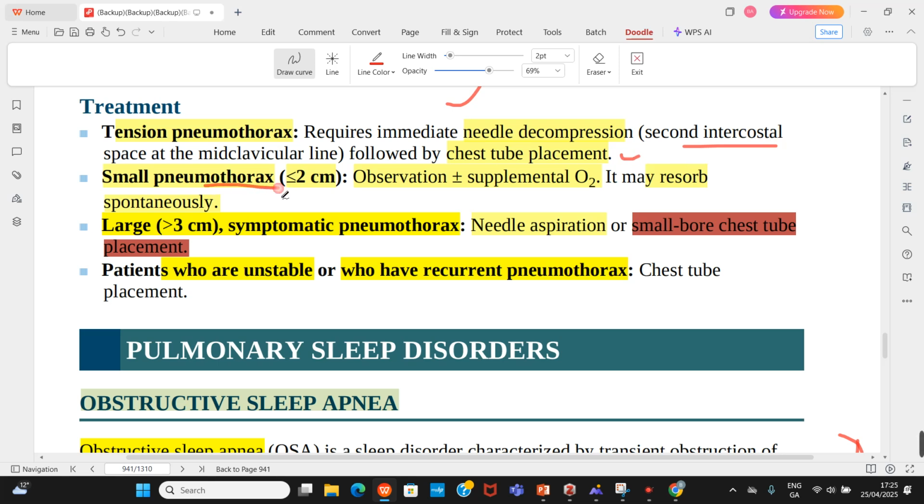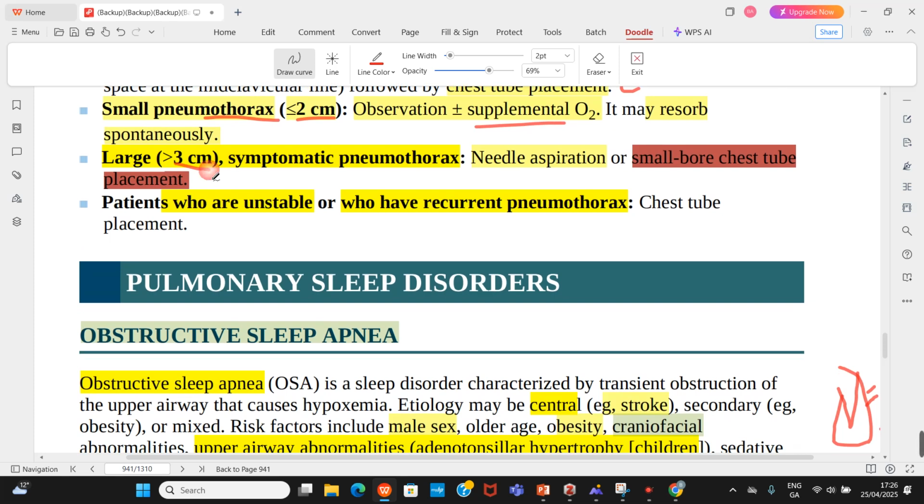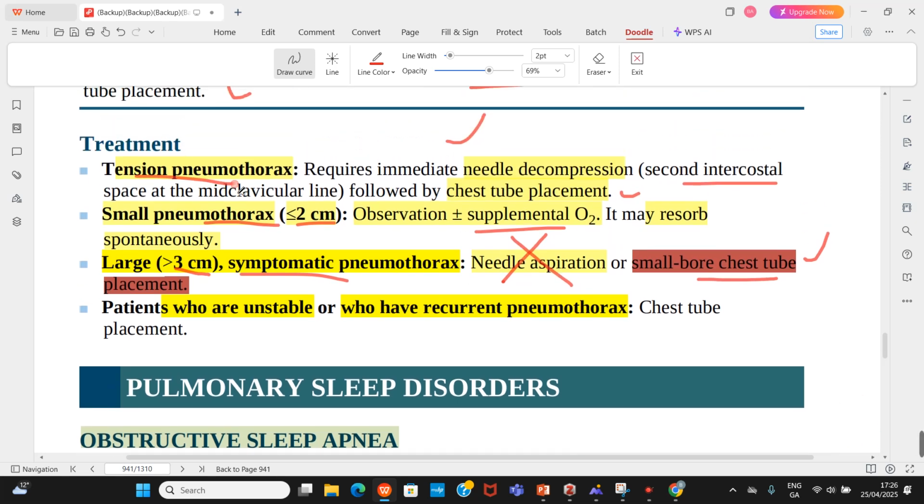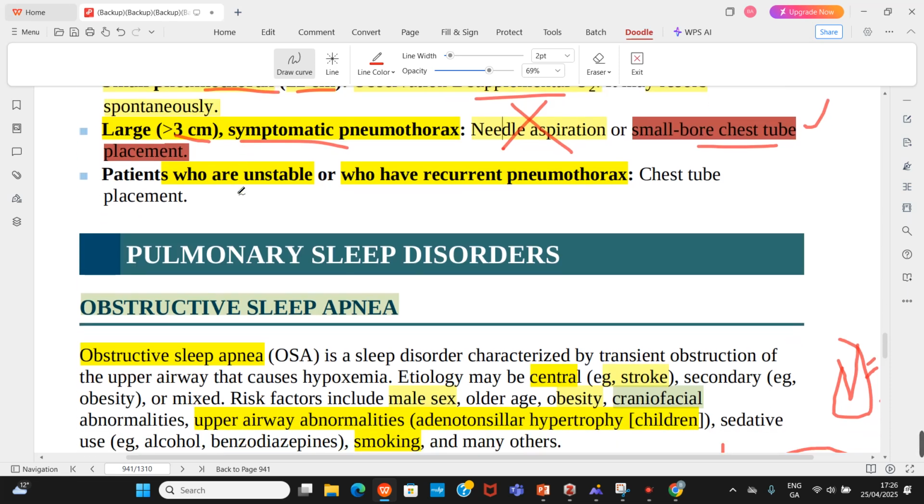With a small pneumothorax, less than 2 cm or 2 cm exactly, observe and give oxygen, it will reabsorb by itself. If it's large but symptomatic, please don't needle. Put in a chest tube. You only needle if the person is having a tension pneumothorax. Don't forget that. Patients who are unstable or having a recurrent pneumothorax, put in a chest tube. Very, very important.